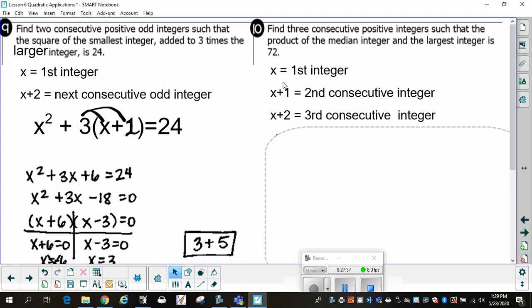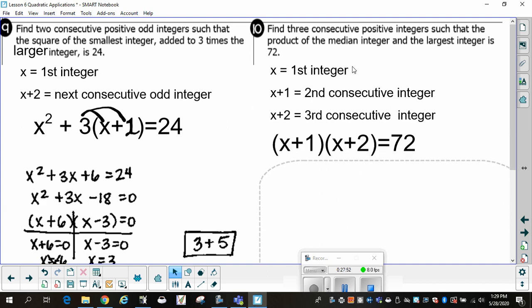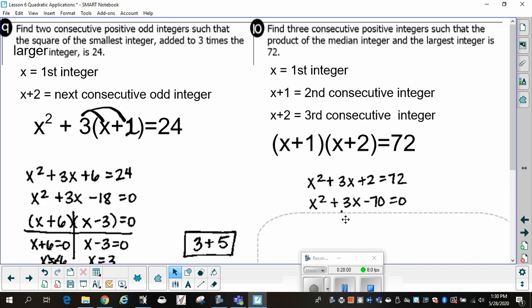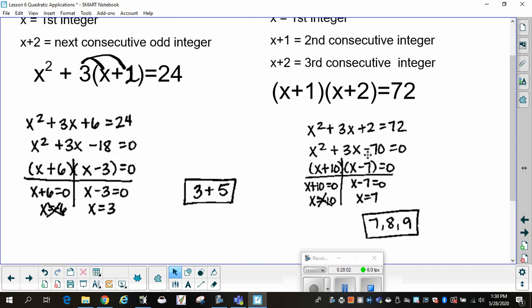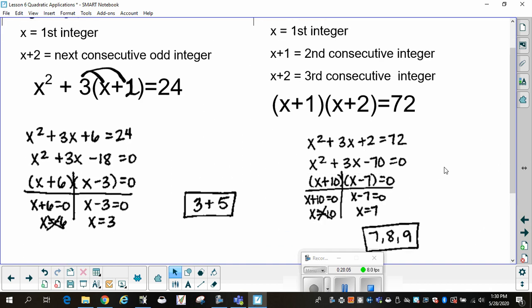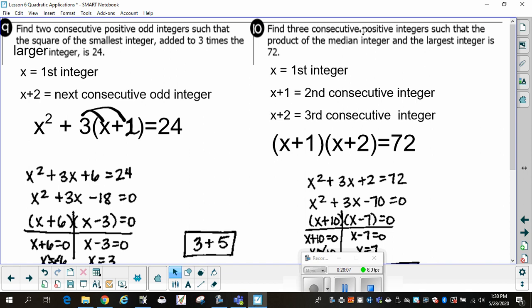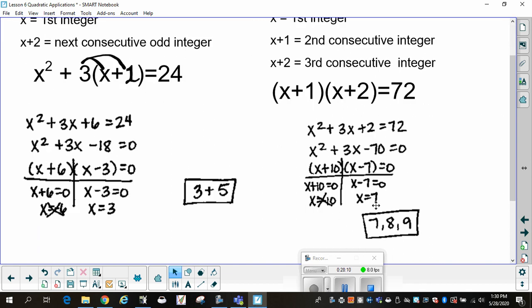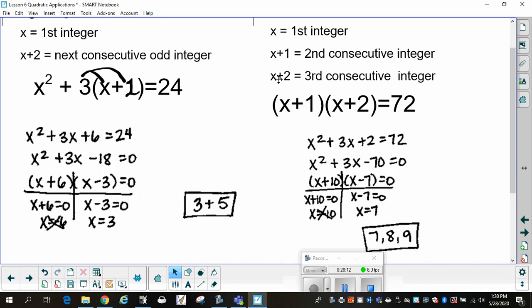Looking at consecutive integers, here's first integer, second integer, third integer, such that the product of the median integer, that's this middle one, and the largest integer, that's this one, is 72. Notice I'm not doing anything with the first integer. I'm just multiplying the 2 larger ones. I multiply them, subtract 72, factor, and I get a negative 10 and a 7. Again, consecutive positive, so it can't be negative, so 7. If x is 7, the next one's 8, the next one's 9.